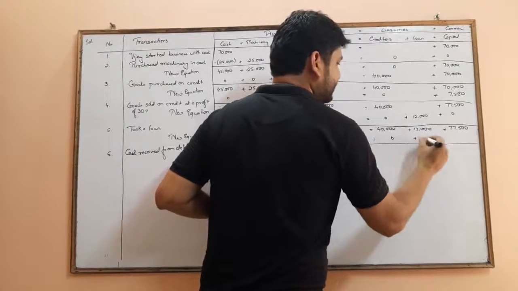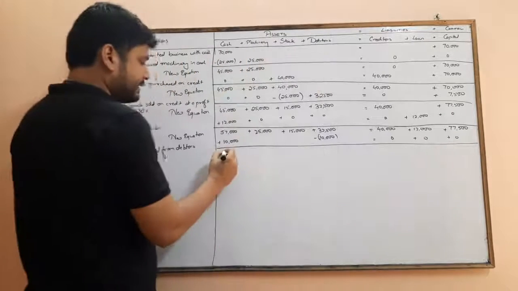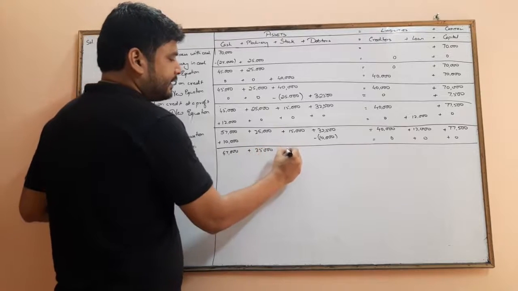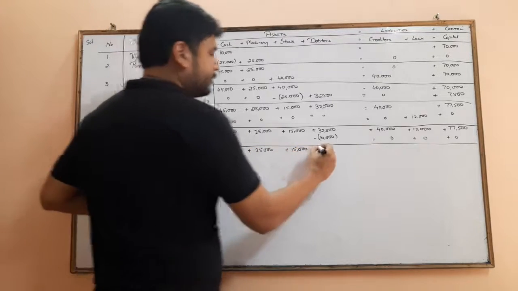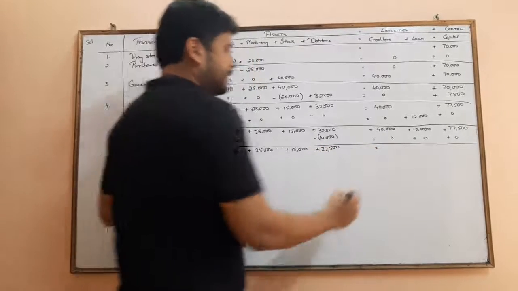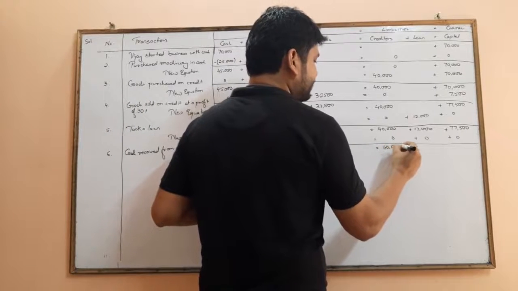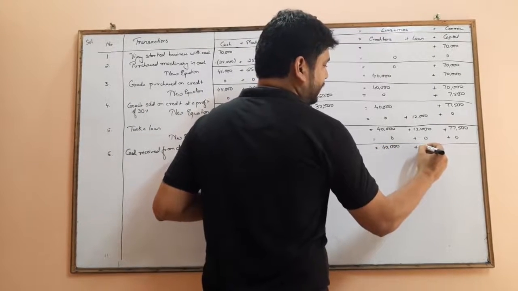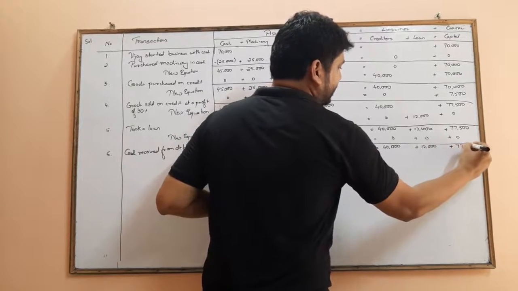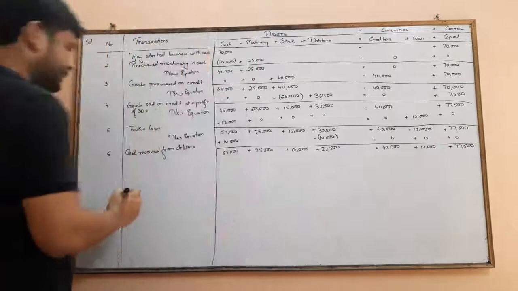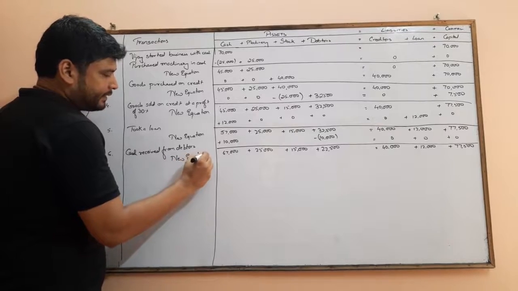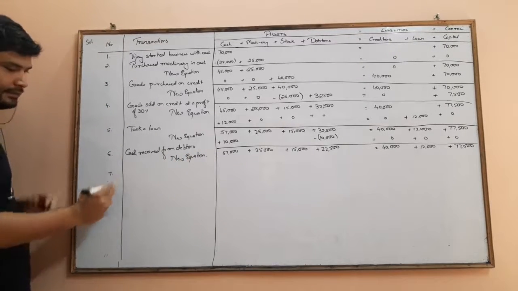after these transactions, 67,000 now I'm having in the form of cash, 25,000 I am having machinery, 15,000 I am having stock, 22,500 debtors now I'm having because it has reduced by 10,000 as the debtors have paid me 10,000 cash. Liabilities still are 40,000 in the form of creditors, 12,000 in the form of loan and 77,500 in the form of capital. This is my new equation.